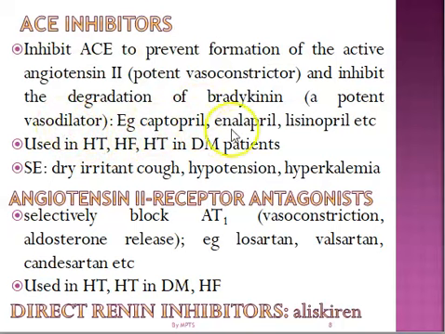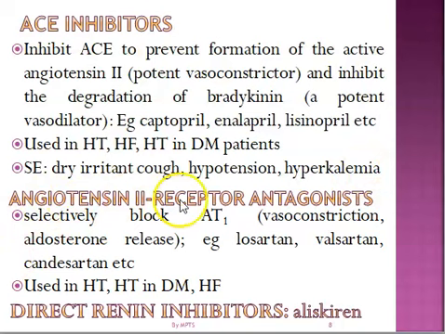Examples are captopril, enalapril, lisinopril, and very many others that you know of, used in hypertension, heart failure. They can also be useful in DM patients with hypertension. However, due to their inhibition of bradykinin, they also cause the dry irritant cough. In case the patient complains of dry irritant cough, you give another one like an ARB. The other side effects are hypotension and hyperkalemia.